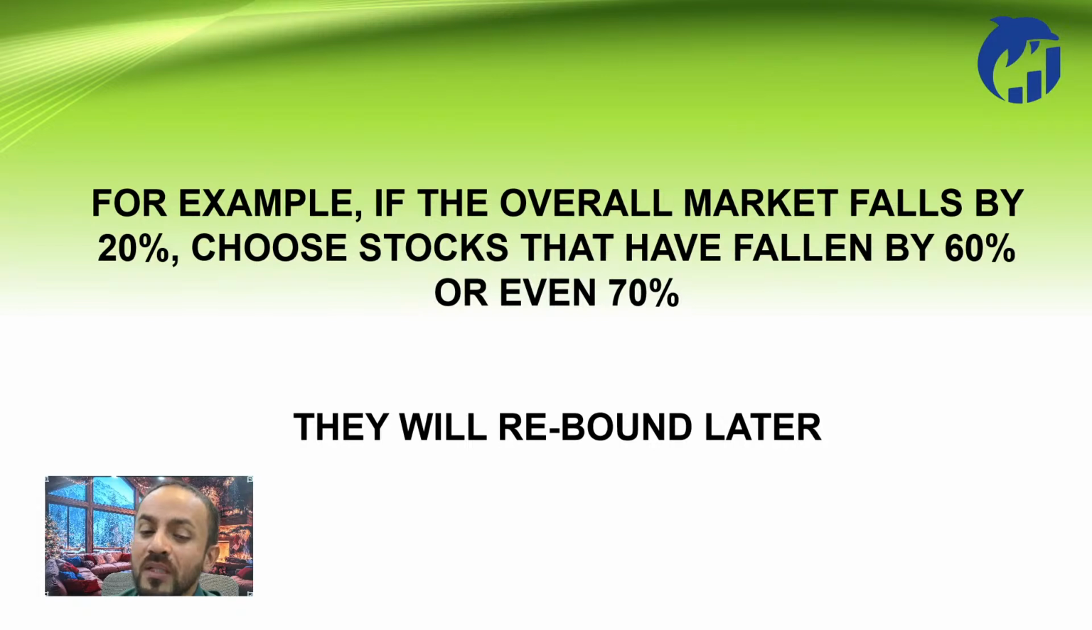So, anyone who can answer me, if the markets are falling by 20%, we have to start looking for stocks which are declining by 60 to 80%. What is the reason for that? Why?